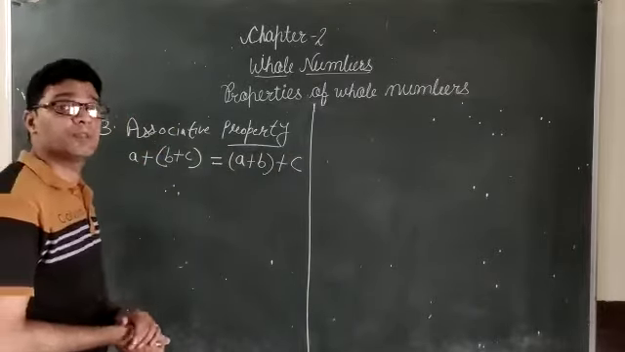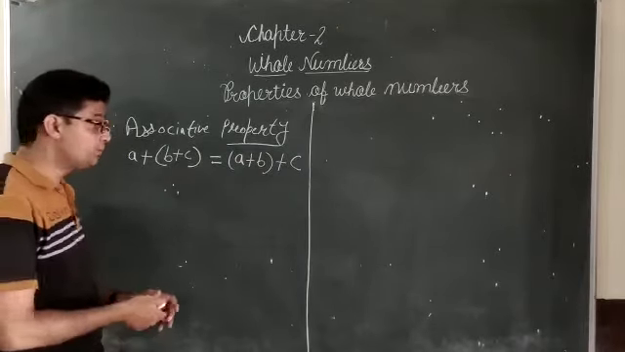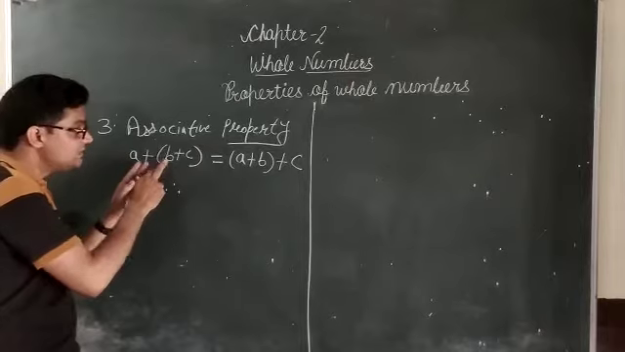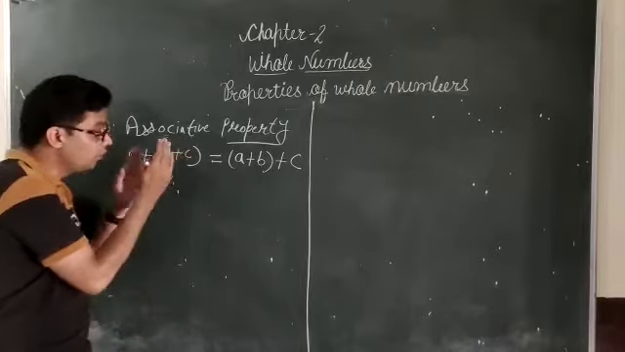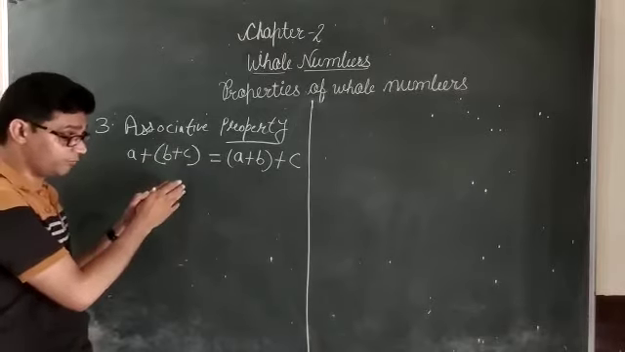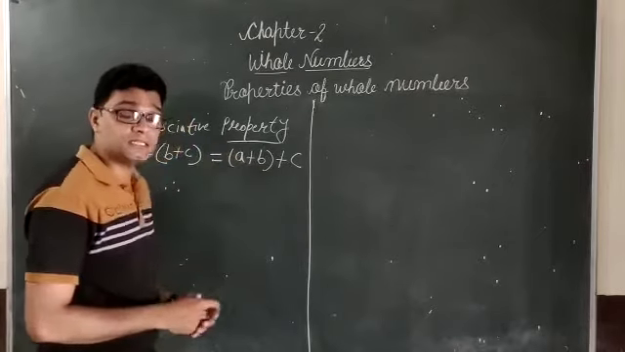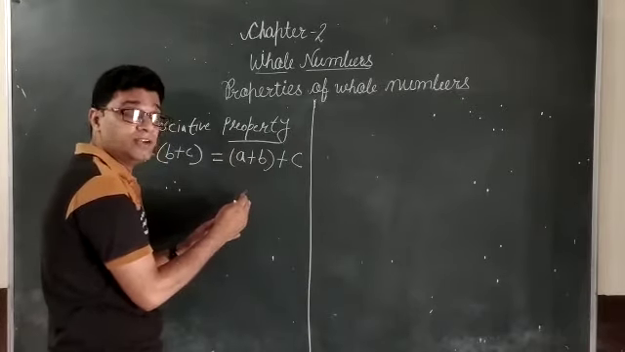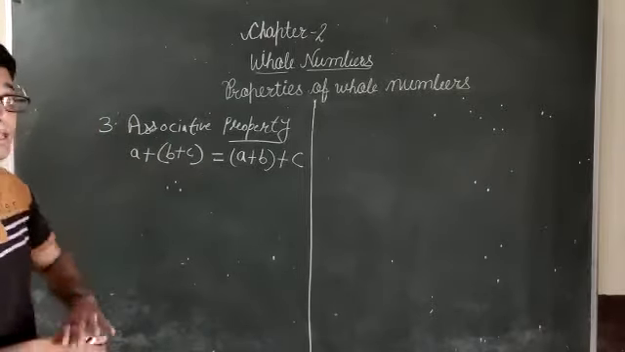What does this property say? It means if we have to add three numbers, what can we do? We can keep the first number separate and add the second and third, B plus C, first. Whatever answer comes, we add it to the first number. Or we can make the group A plus B, meaning first we add the first two numbers, and whatever answer comes, we add the third one. In both cases, your answer will be the same.